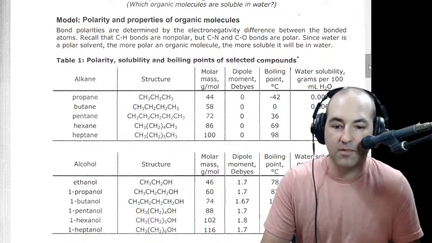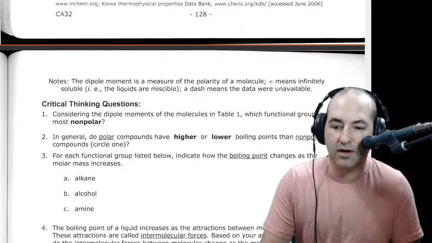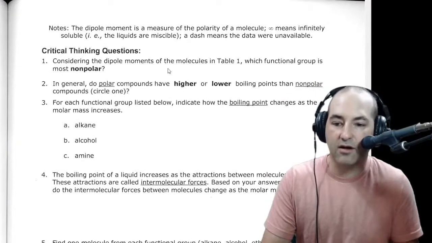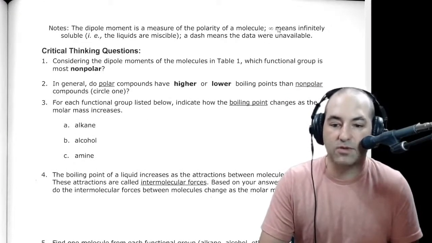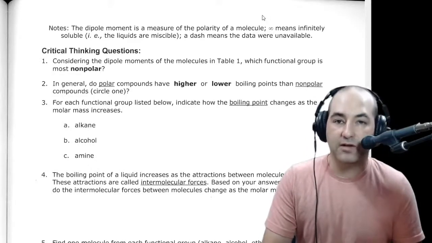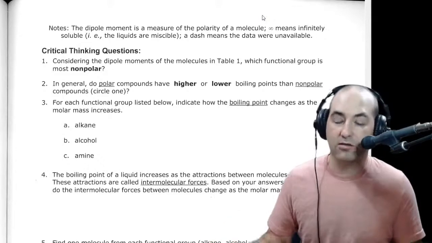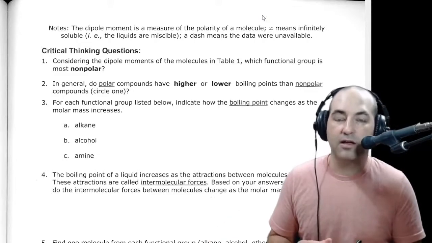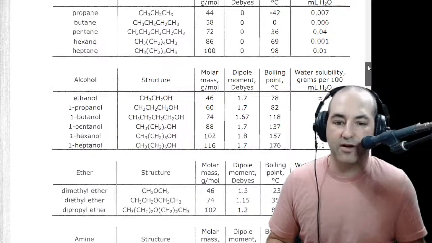Another thing that I don't know if they define here. Oh yeah, so then it's defined right down here. The dipole moment is a measure of the polarity. So not the electronegativity, but the polarity. So you can actually measure the polarity of an entire molecule, not just one bond, by looking at this quantity called the dipole moment. And so that's up in this graph here.